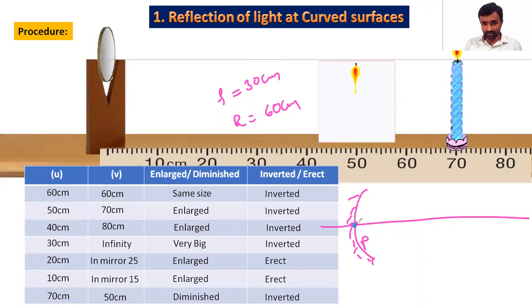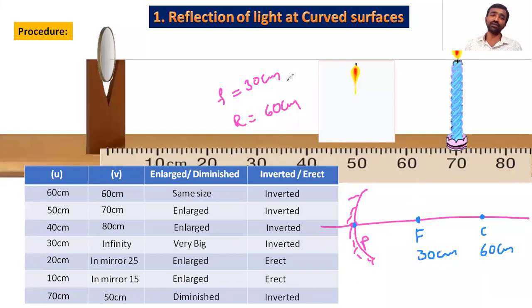Then what is its center of curvature distance? At what distance is the center of curvature? Oh, very good, 60 centimeters. Then what about the focus distance? F. 30 centimeters. Why?